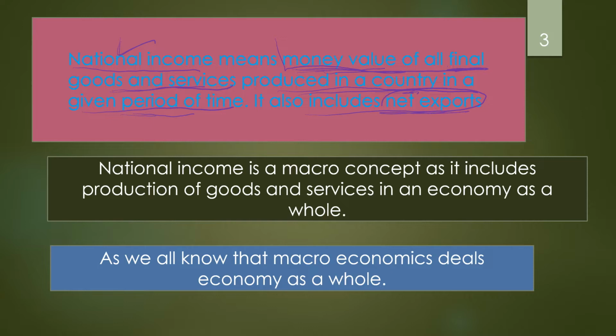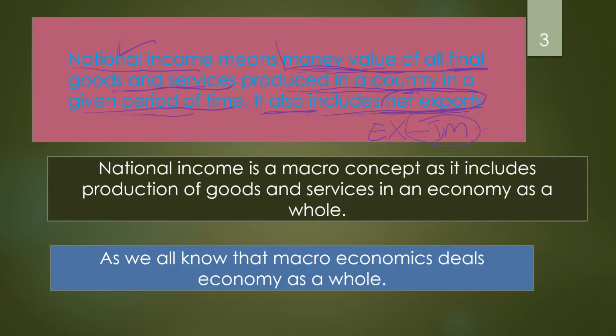When you are going to consider the money value of these goods and services, you should include net exports. What do net exports mean? It is the difference between exports minus imports. Whatever you exported, that are the things which are produced in the country, that has to be added. And whatever you import from other countries, which is not produced in our country, has to be excluded. So because of that reason, here we added one more sentence: it also includes net exports.